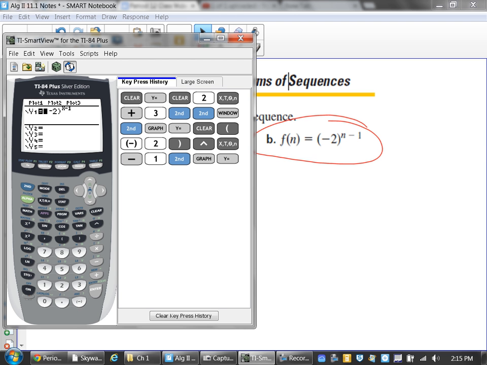Negative. Remember, guys, there is a difference between these two buttons. This one is your negative, and this one is your subtract. So is it supposed to be negative? It's x minus 1. If it was a negative x, we'd say negative x. Okay?